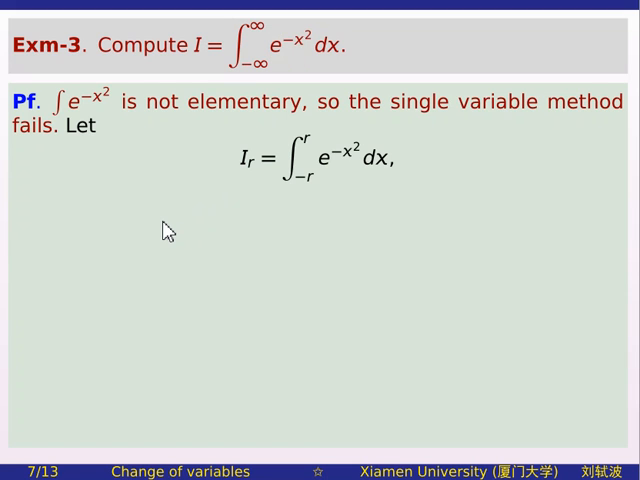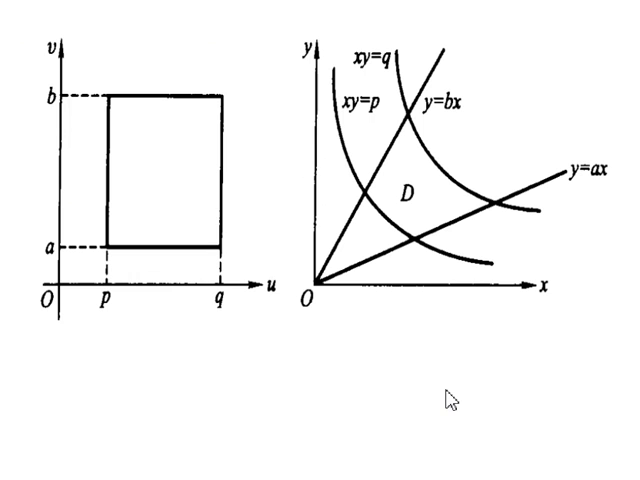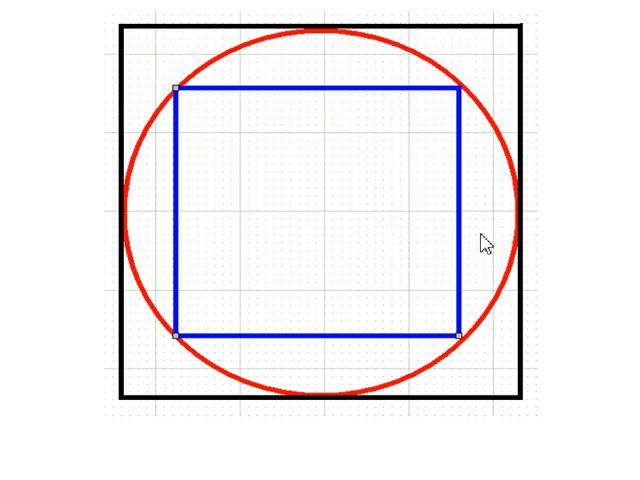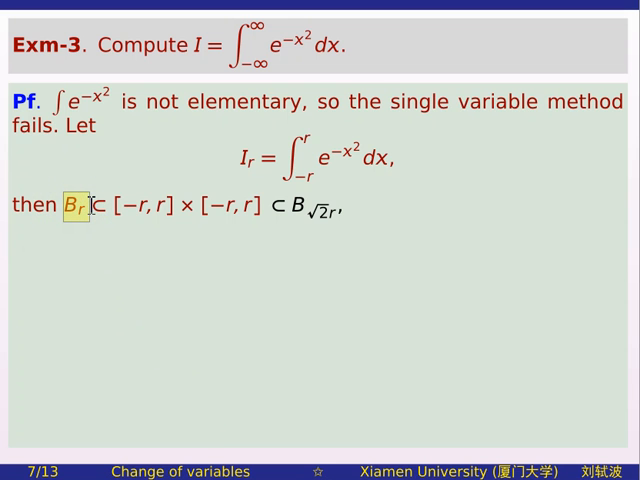So let I_R be the integral of our function from minus R to R. Then we have the following relation: B_R is contained in this rectangle, and then contained in a larger disk. So we consider this picture. Maybe I made something wrong. Anyway, B_R obviously is contained in this rectangle.